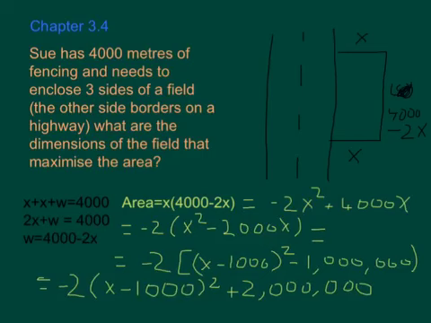Okay, so I can see that my x will equal 1,000 and my y will equal 2 million. That's the vertex. So I just plug that in here. So we will get x equals 1,000. So the dimensions are 1,000 here. Here, it will be 2,000, because it's 4,000 minus 2x. So the dimensions are 1,000 by 2,000 by 1,000. And if they were then to ask you what is the maximum area, it will be this, 2 million.